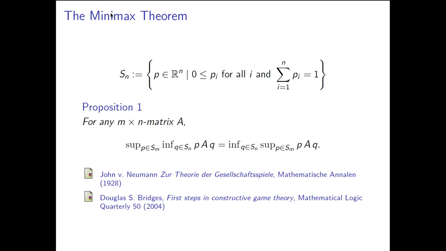Of course, originally it was considered in the framework of classical mathematics. Therefore comes the name minimax theorem. Classically you could say maximum instead of supremum and minimum instead of infimum here. You even get a saddle point: some p0, q0 such that p0 and q0 attain this common value.